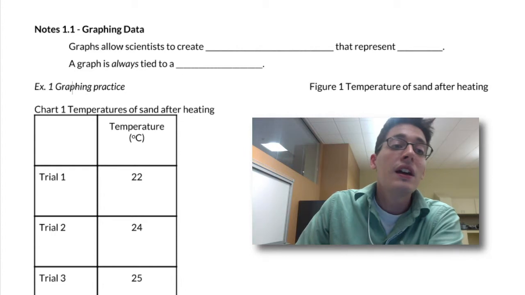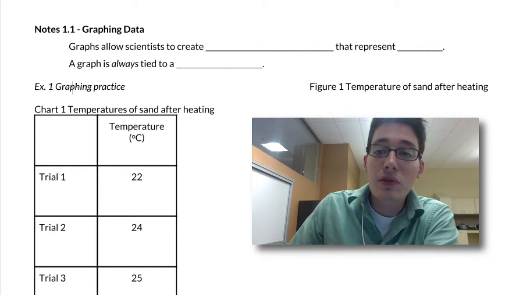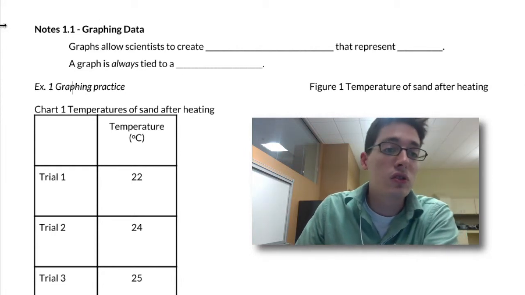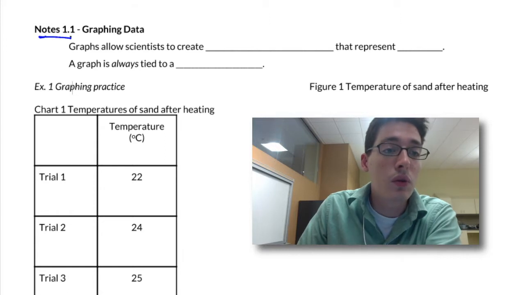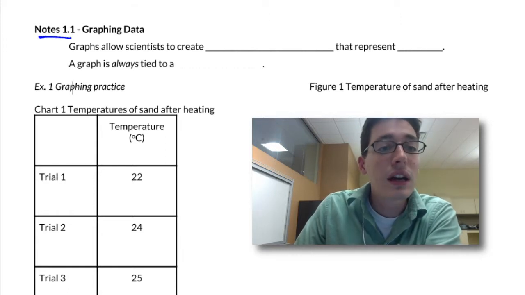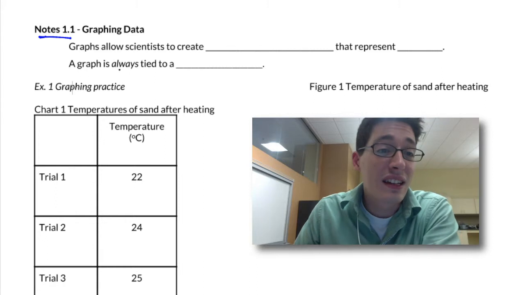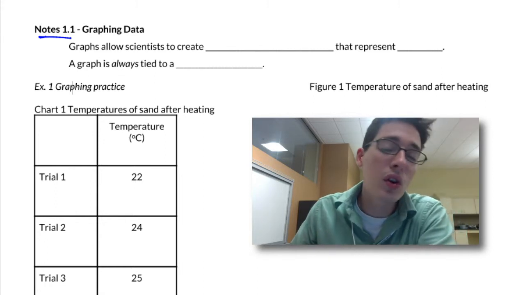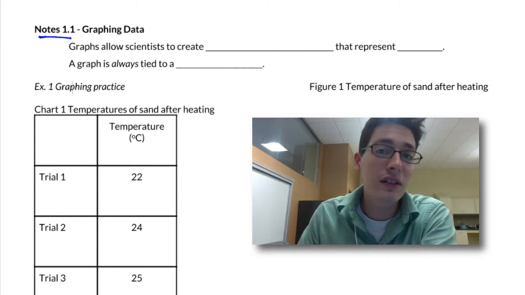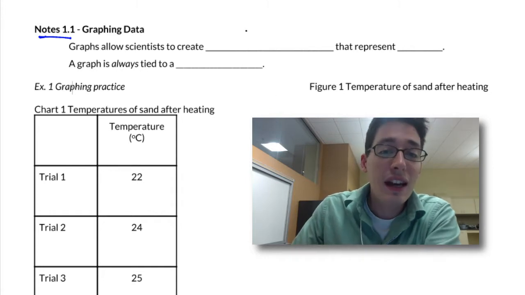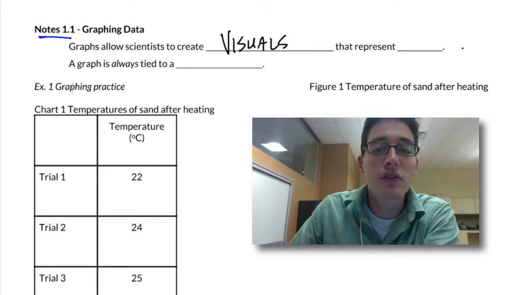So go ahead and flip to page 2 of your packet and make sure you see at the very, very top here, notes 1.1, because that's what I'm going to be talking about. And we're going to be talking about graphing data today. Now graphs, and I know you've done this in math or maybe in a science class before, graphs allow scientists to create visuals or pictures that represent data.